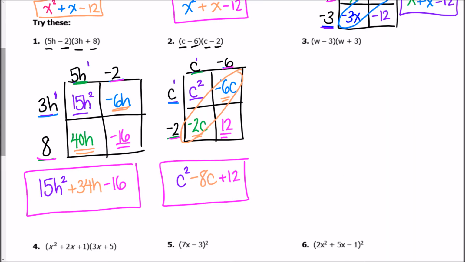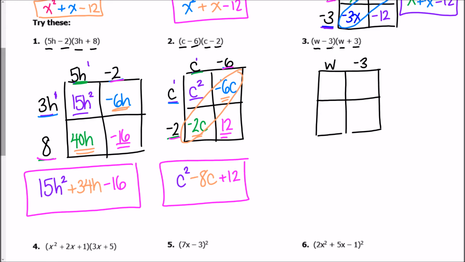Okay? The next one we have here is also a 2 by 2. So we're going to also put a 2 by 2 right here in our work. So here I'm going to put w, here I'm going to put negative 3 because it's a minus 3. Here I'm going to put w, and here I'm going to put positive 3. So let's go ahead and multiply. w to the power of 1 times w to the power of 1 gives me w to the power of 2.